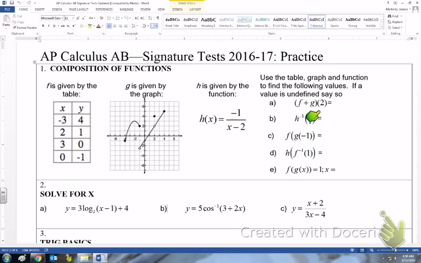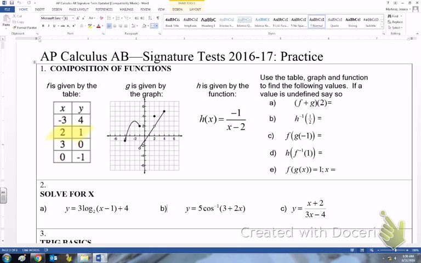This first notation implies that you are adding together the function f and g and evaluating it at the value 2. So we're going to look at what f is at 2, and we're going to look at what g is at 2, and we're going to add those together. So f of 2 is 1, so let me highlight that. F of 2 is 1.